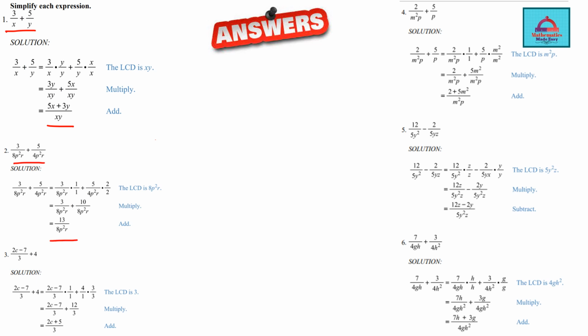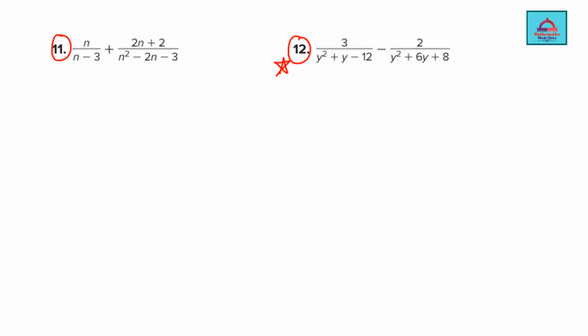This is the answer that you got. Then for question number 3, again addition. This is the final answer. For question 4, addition of rational expressions, this is the answer. For question 5, subtraction, this is the answer. For question 6, addition, this is the answer. So solve them yourself and then check your answer against my answer.